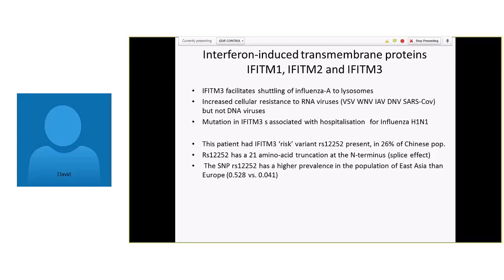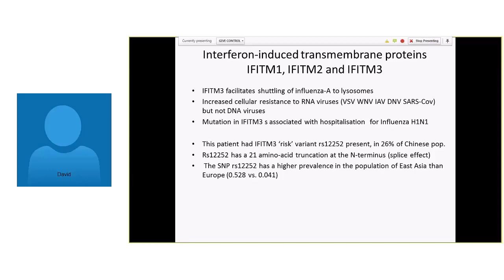Whereas that variant is much, much rarer in the European population, only 0.041 as the prevalence. That particular variant has a 21 amino acid truncation at the N-terminus, which is created by a change in the splicing of the gene. And basically what they have noted from this is because this gene is associated with increased risk of hospitalization, because you're not controlling the release of the virus into the cytoplasm so effectively, that it is interesting, therefore, that this patient has this particular variant, even though it is moderately common in the Chinese population.